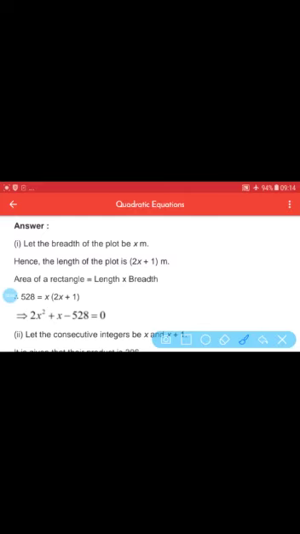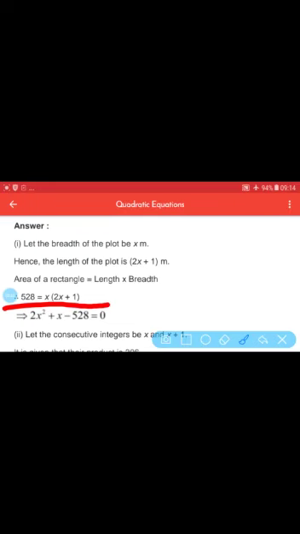So length will be how much? 2x plus 1, because twice its breadth. So area of the rectangle, we know that length into breadth. So area is given how much? 528 meter square. So it becomes 528 is equal to x into (2x plus 1).